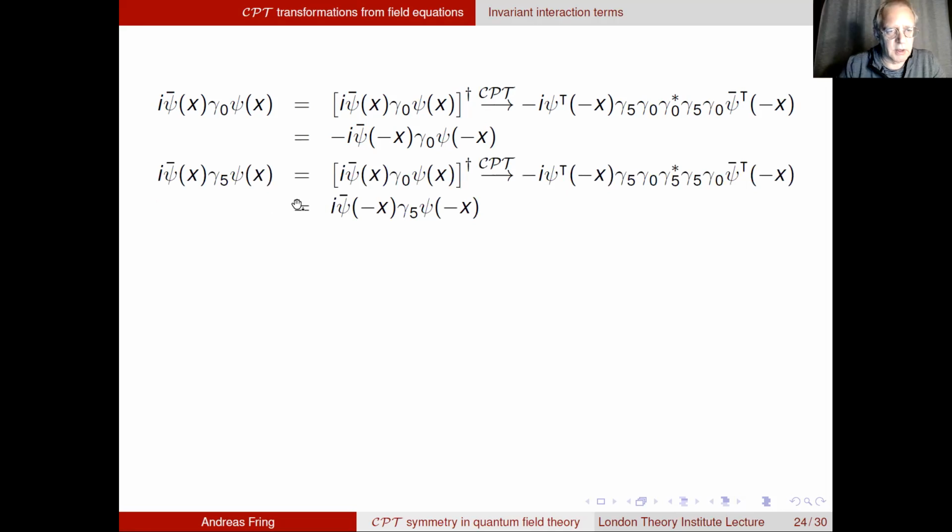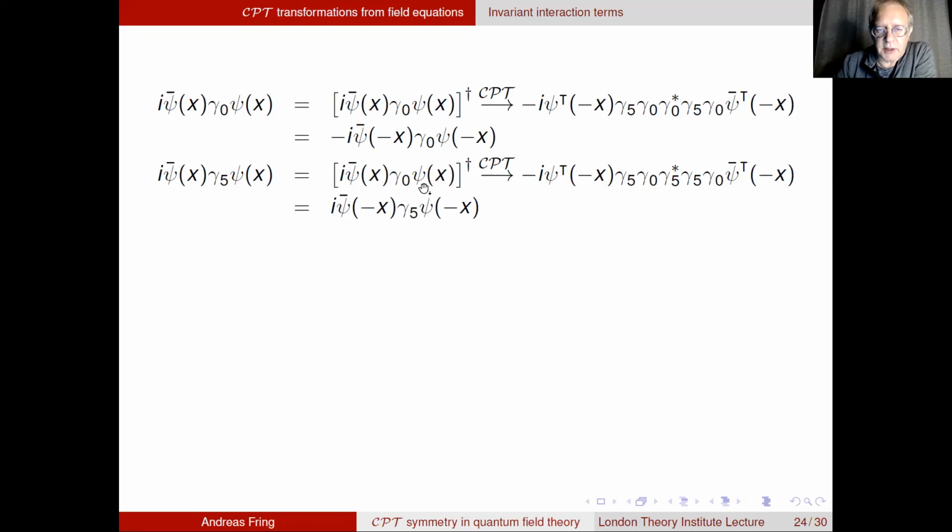Similarly, we can transform psi bar gamma 5 psi, which transforms. So again, we can convince ourselves of the hermiticity. We transform it now by replacing again psi bar by psi transpose at -x, gamma 5, gamma 0. Gamma 5 has to be conjugated. Here's a typo. This should be a gamma 5 here in this matrix. So it's a gamma 5 conjugate.